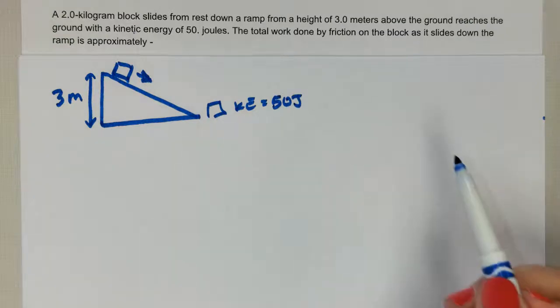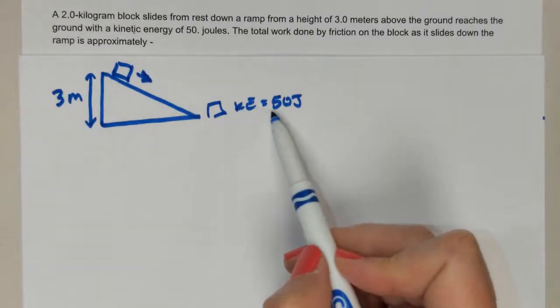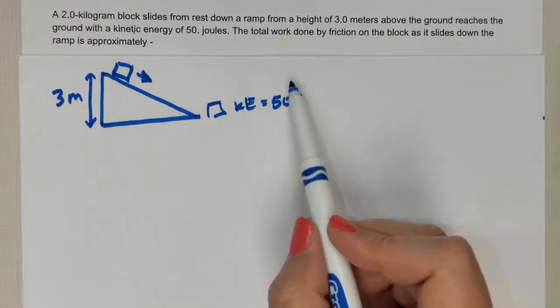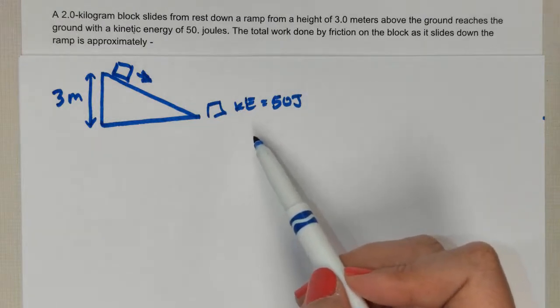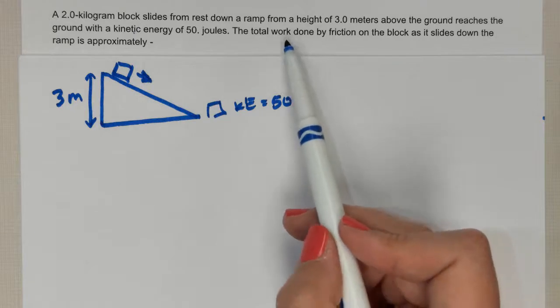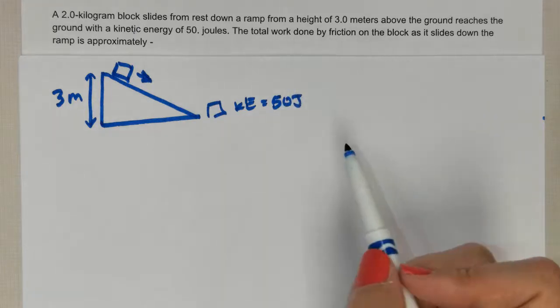Maybe it's sliding along the ground. It doesn't say. It doesn't matter. We just need to know that. The total work done by friction on the block as it slides down the ramp is approximately. So this was actually asking us for work done by friction.